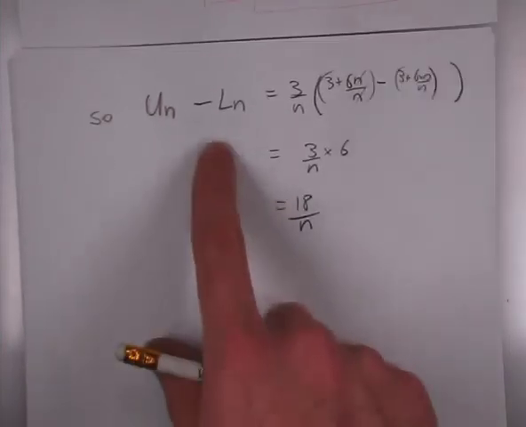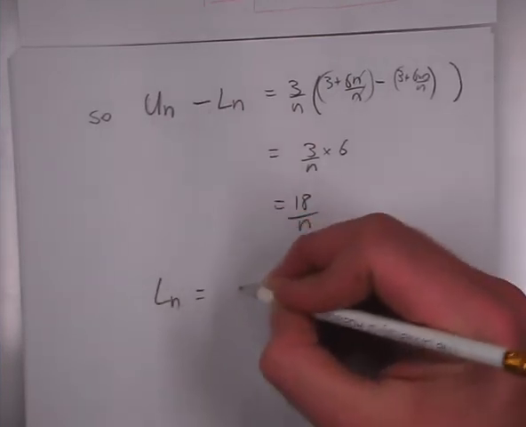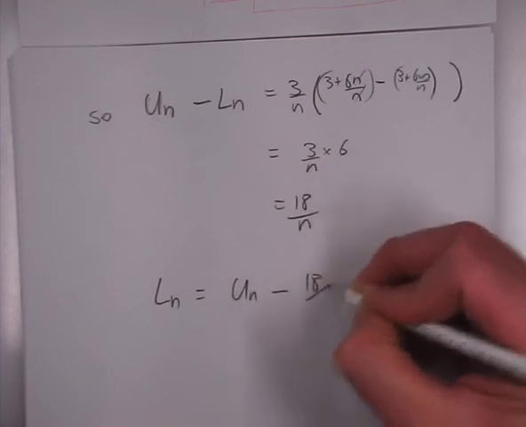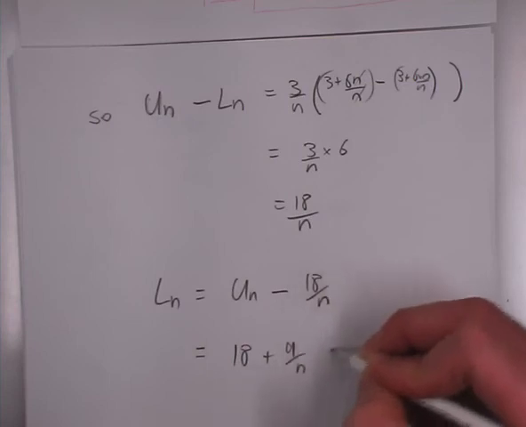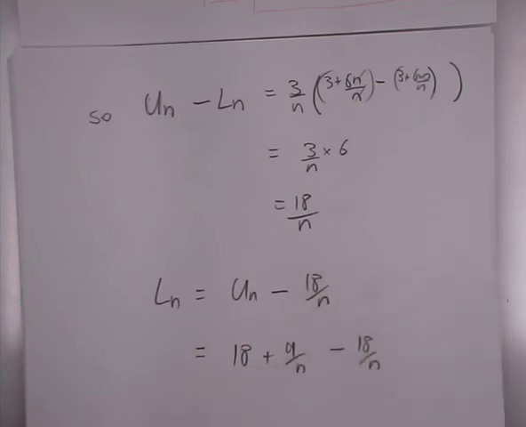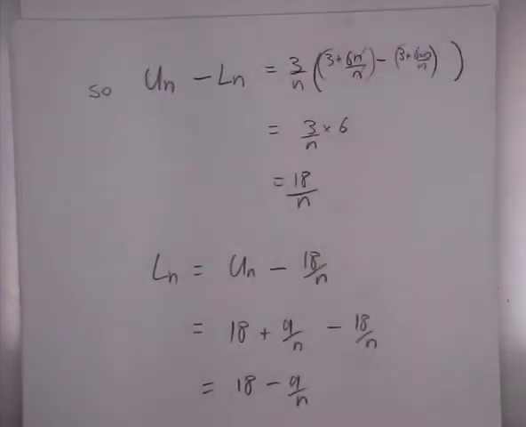Alright, so since the difference between the upper sum and the lower sum is 18 on n, therefore the lower sum must be the upper sum minus 18 on n. And so the upper sum was 18 plus 9 on n, and we take off the 18 on n, which is in fact 18 minus 9 on n. And conveniently, the upper sum is above 18 and the lower sum is below 18, which is exactly how it should work.